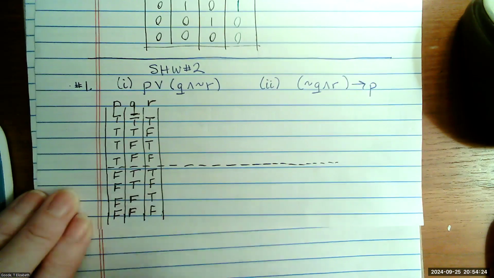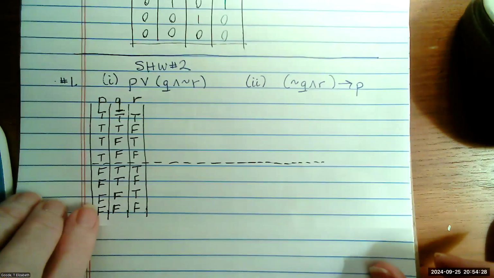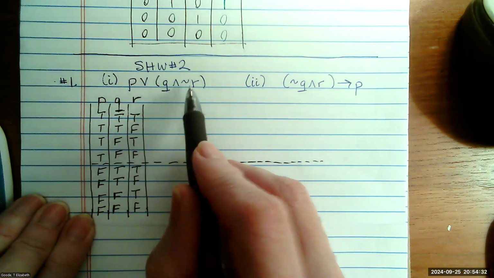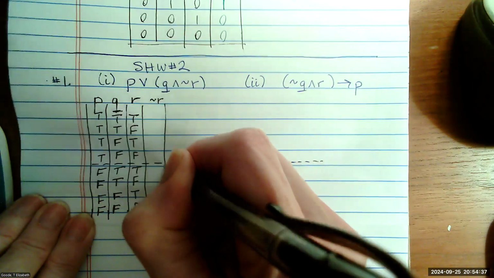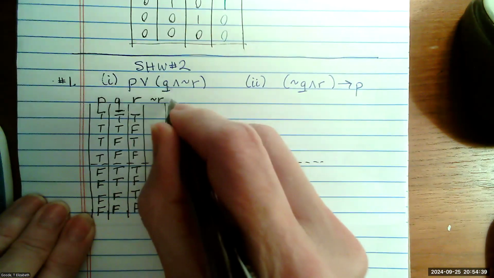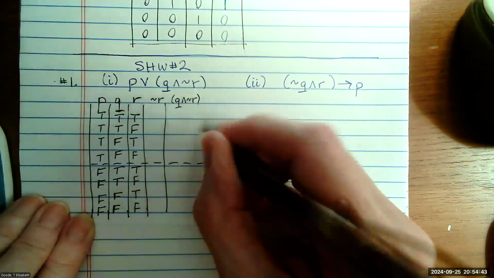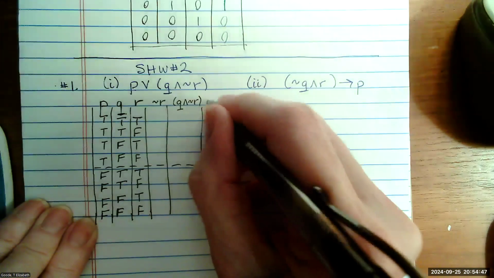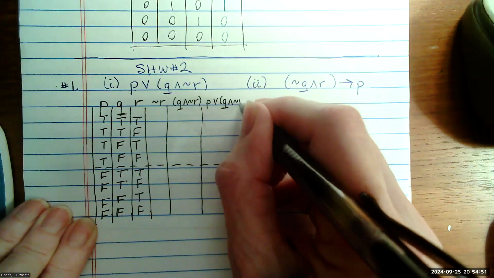8 rows. Now we're going to build up to 1. So we need a not R. So I'm going to make a column for not R. And then from there, we can build Q ANDed with not R, right? So I'll make the column for that. And then finally, we'll get P or Q and not R. So that'll be the column for 1.